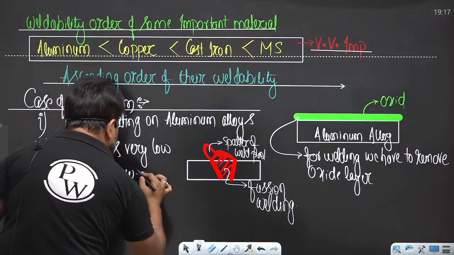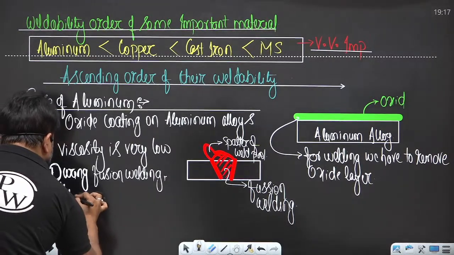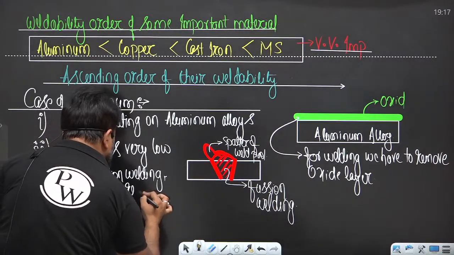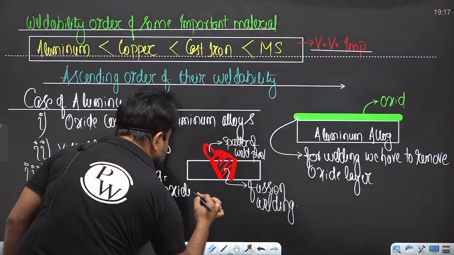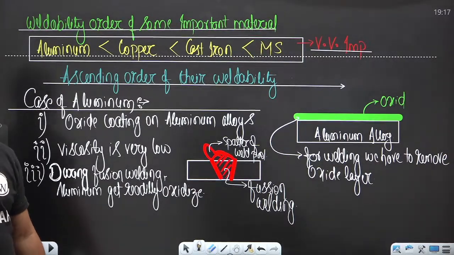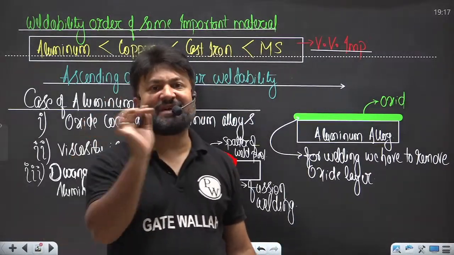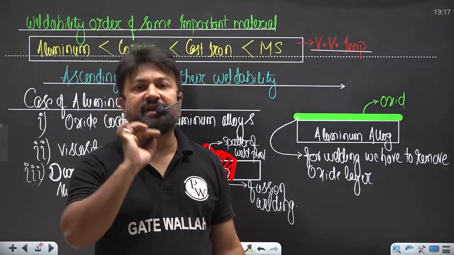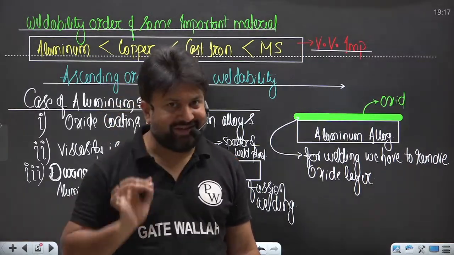During fusion welding, aluminum gets readily oxidized. Is that clear? So for that you have to use a special flux or a protective inert gas atmosphere, so that oxidation will be prevented.